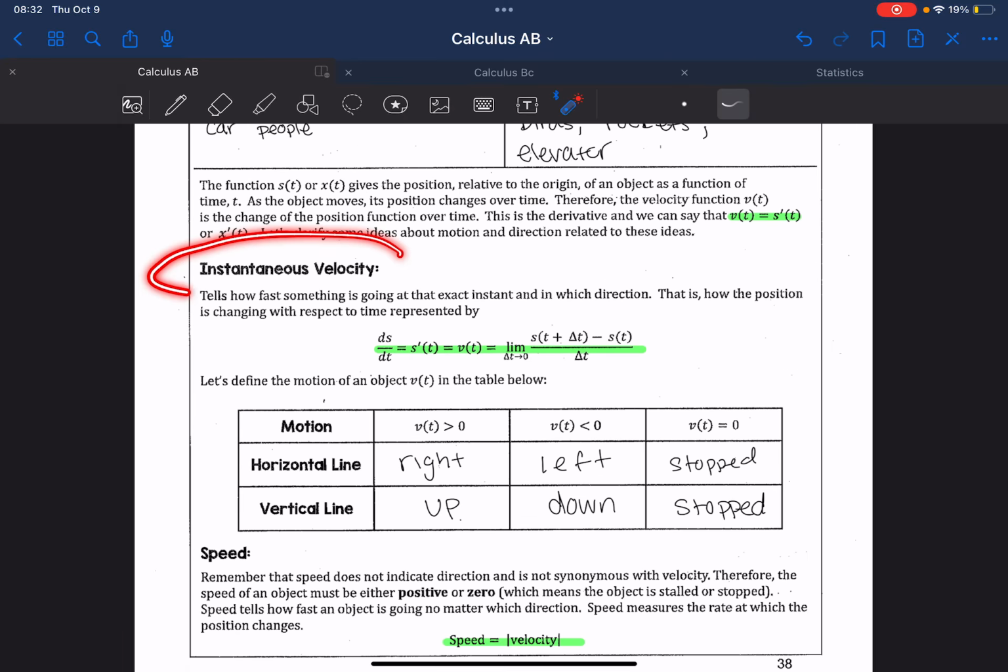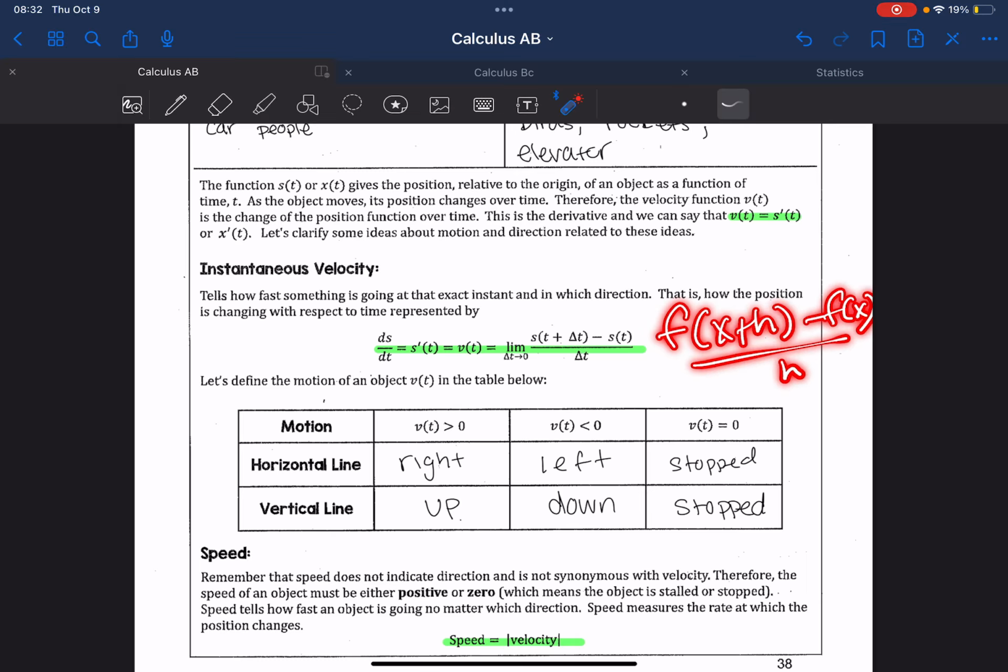Then we have instantaneous velocity. And instantaneous velocity tells us how fast something is going at the exact instant and in which direction. So when we take the derivative of the position function, we can write velocity in terms of the definition of the derivative. Okay, notice how that looks similar to f of x plus h minus f of x over h.